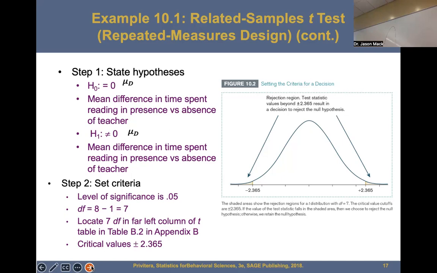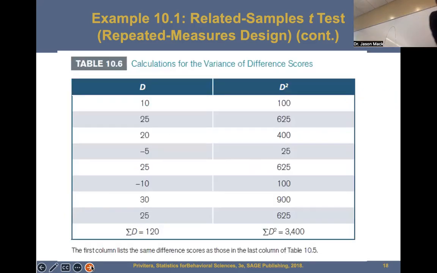All have that. Everybody found that okay? Like where that came from? That's not just random. So we take this data right here. The calculations for the variance of the difference in the scores. On our left-hand side, we have the difference and then we square it. So the sum of the differences on the left, sum of the differences squared on the right.